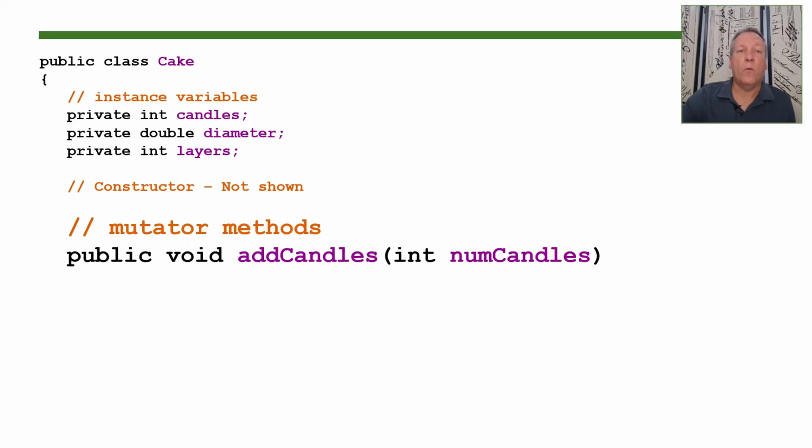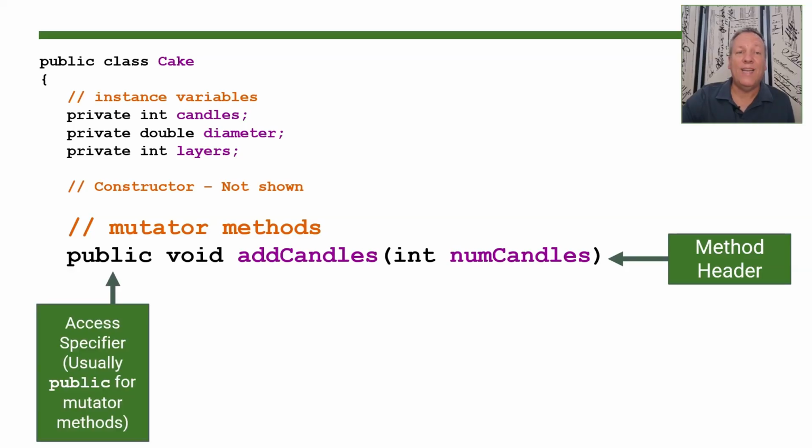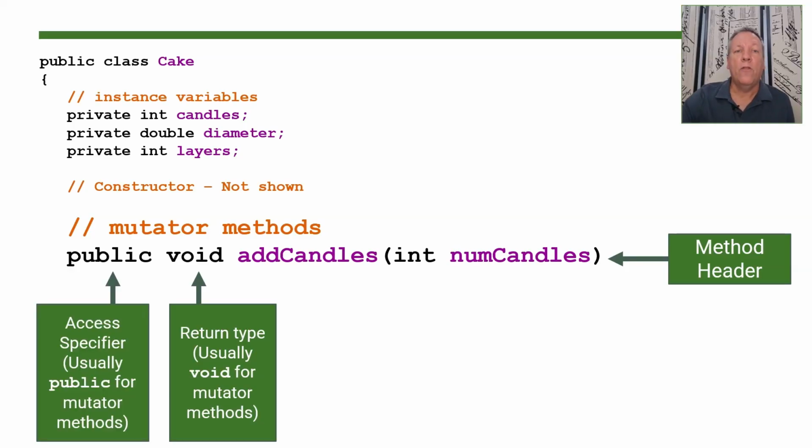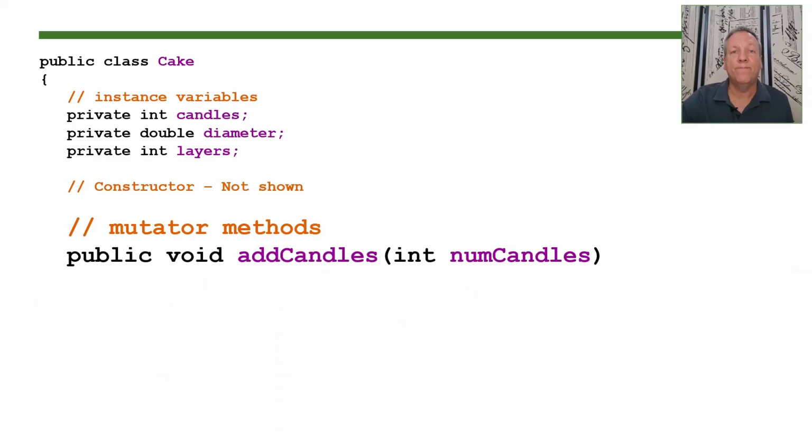Here's the first method that we're going to write, addCandles, which we're going to use to modify our candles instance variable. The first line is what we call the method header. All of our methods begin by stating the access specifier, which is usually public for mutator methods. The return type, which in this case will be void for our mutator methods, since we will not be returning a value. The name of the method, which is addCandles. And the parameter list, which here is a single parameter, an integer called numCandles.